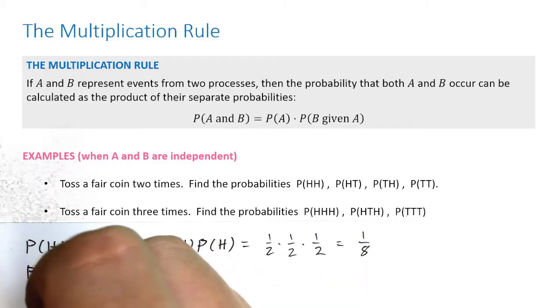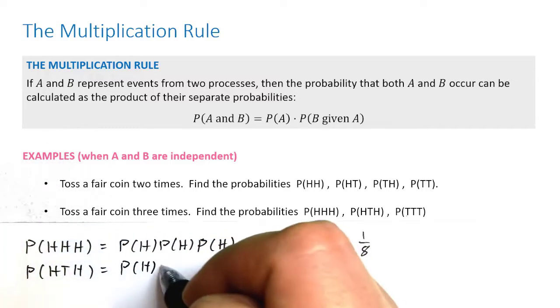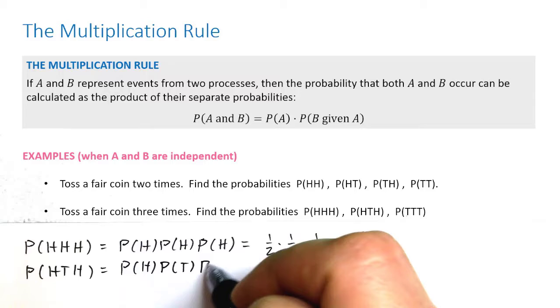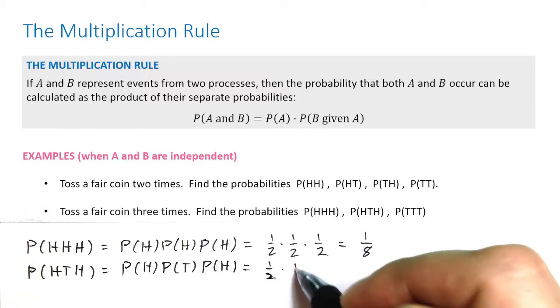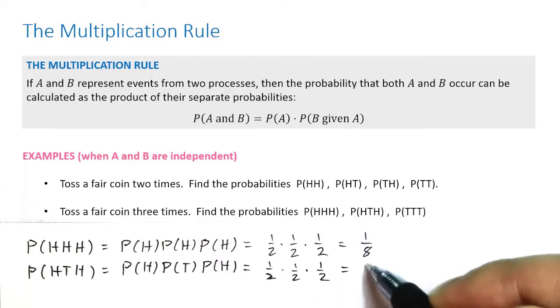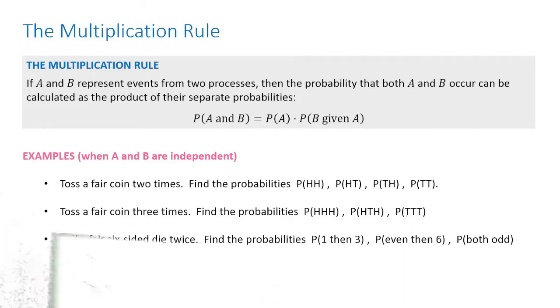And the probability of heads, tails, heads is the probability of heads times the probability of tails times the probability of heads, which again is a half times a half times a half. It's 1/8. And you guessed it, I'll let you compute this one out on your own if you want. It's the probability of tails times the probability of tails times the probability of tails. Half times a half times a half, and that'll be, again, 1/8.